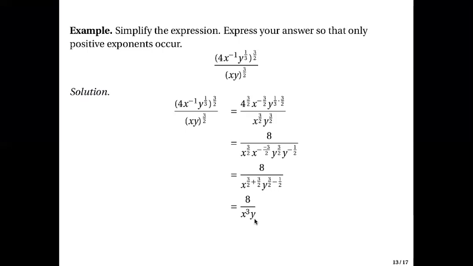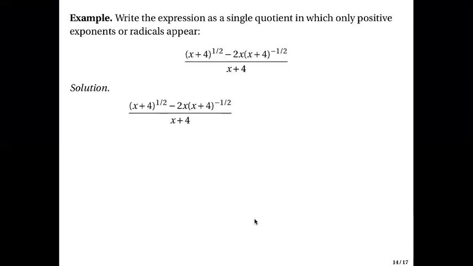Questions? Now, suppose we have this. So, the quantity x plus 4 raised to 1 half, minus 2x times x plus 4 raised to negative 1 half, and then in the denominator, you have x plus 4. Okay? So this one looks like it's already rationalized. But notice you have negative exponents here, and we don't want negative exponents. So we'll try to work on this.